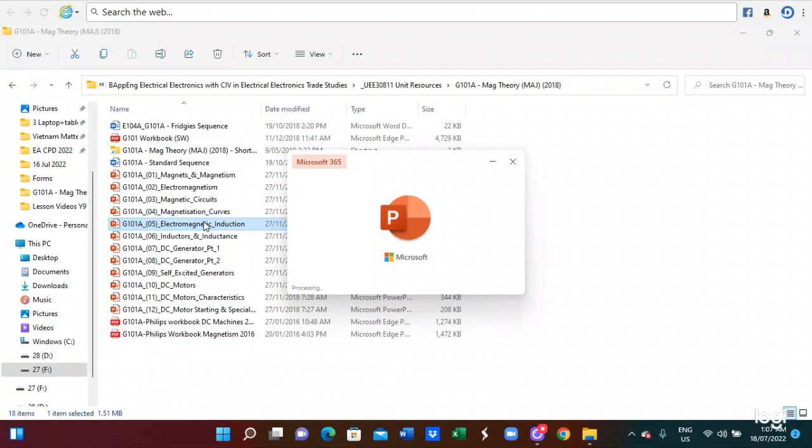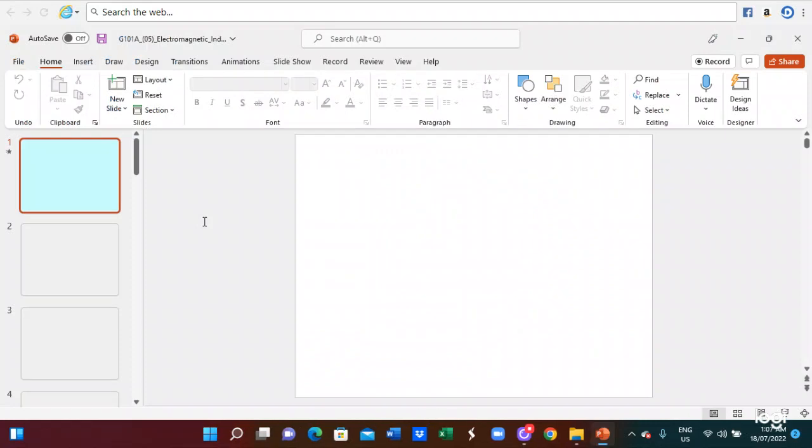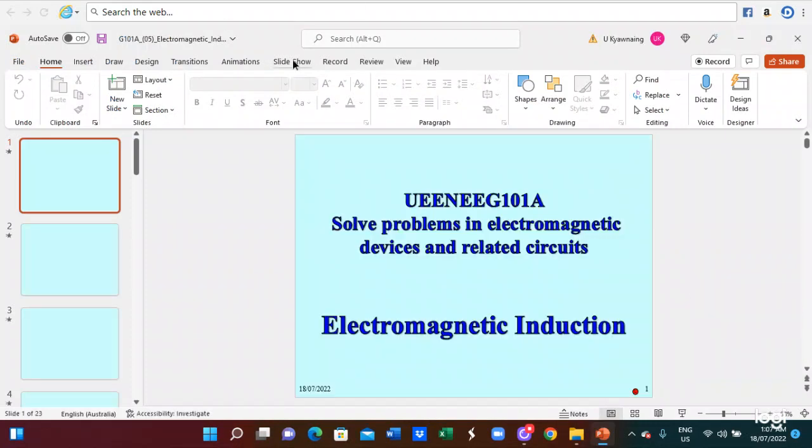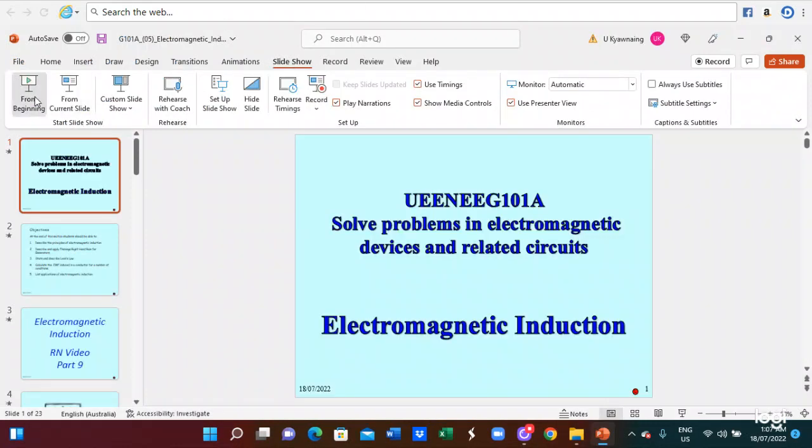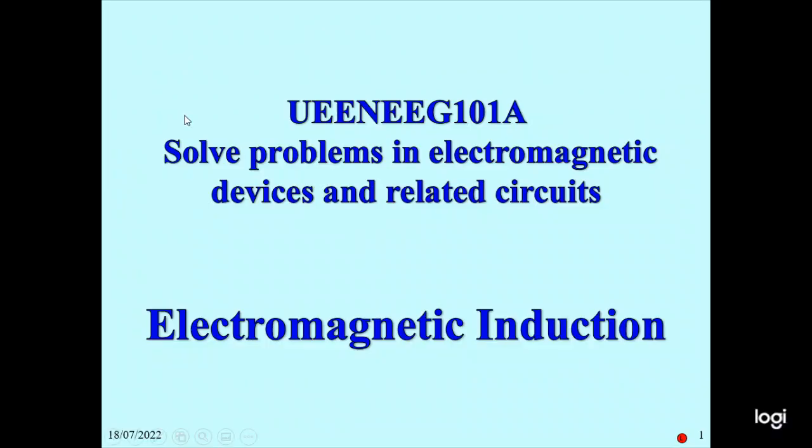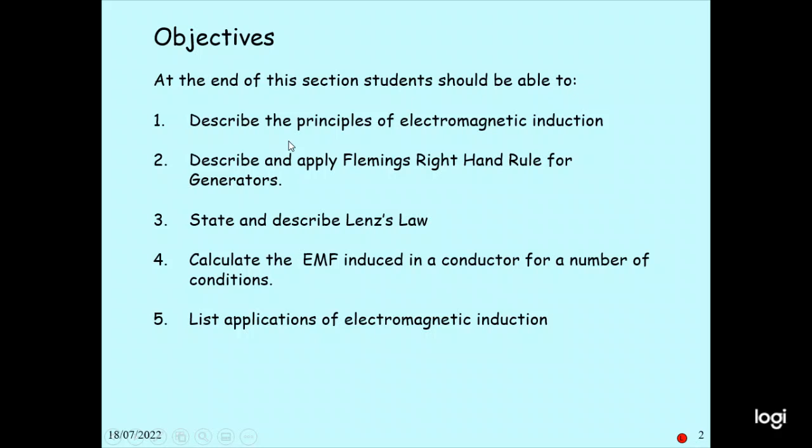So today we're discussing electromagnetic induction. At the end of this session, the student should be able to describe the principle of electromagnetic induction, describe and apply the Fleming right-hand rule for the generator, state and describe Lenz's law, calculate the EMF induced in a conductor for a number of conditions, and list applications of electromagnetic induction.